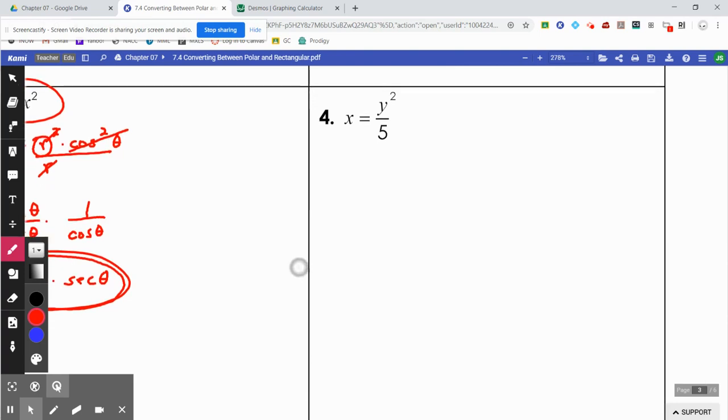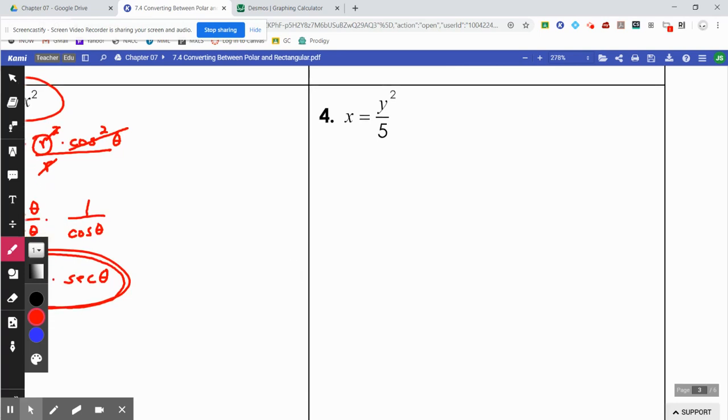Number 4, same thing. You have x equals y squared over 5. That's also going to be a parabola. It's going to be cupped to the right side because of it being a y squared instead of x squared. So let's replace the x with r times cosine theta, and let's replace the y with r times sine theta. And I'm just going to put the 1/5 out front.